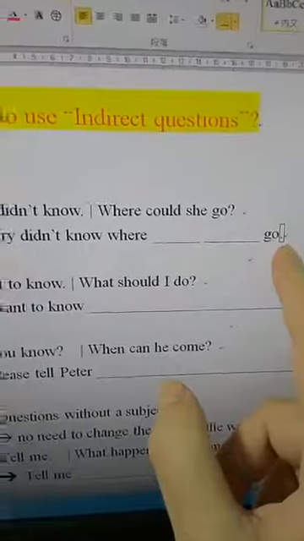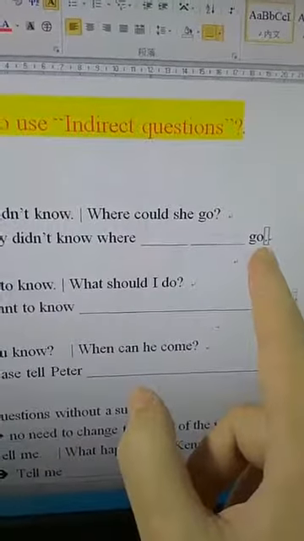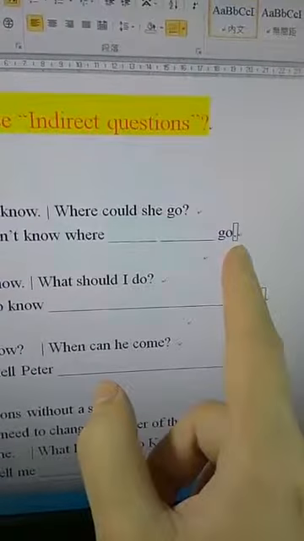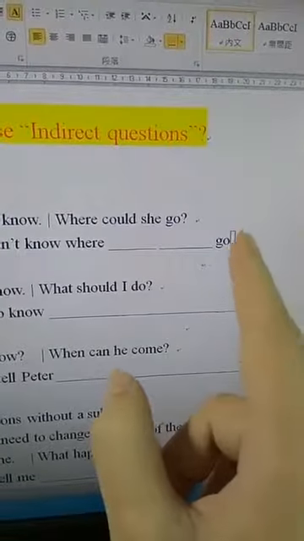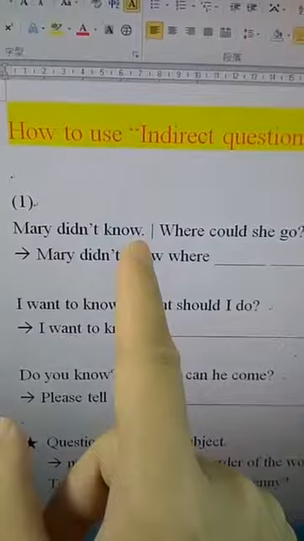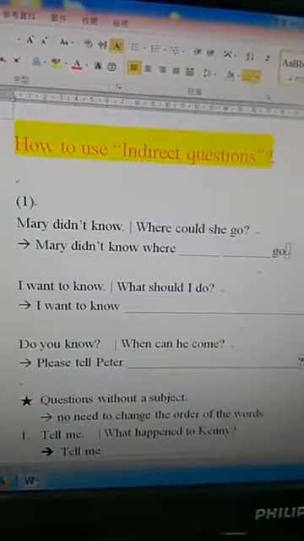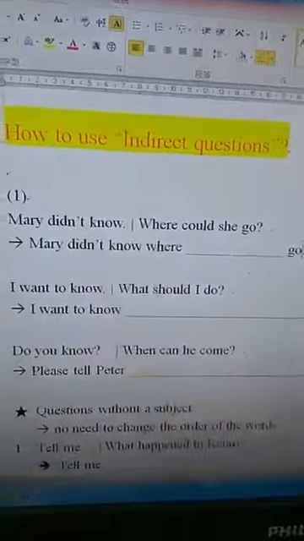And here we should have a period, because the main sentence is a positive sentence. So all the time, whether we should use a question mark or a period depends on the main sentence here. Okay, so that's all the key points if you want to change direct question to indirect question.